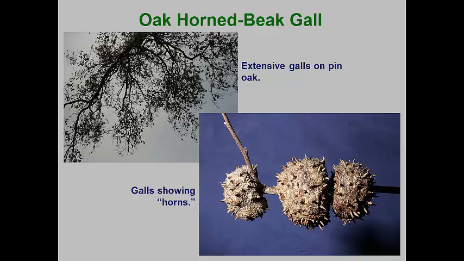Both the Gouty Oak Gall and the Horned-Beak Gall tissues can be utilized by other insects. The oak gall clearwing is a fairly common borer that can develop in these tissues. Their presence doesn't harm the oak trees.